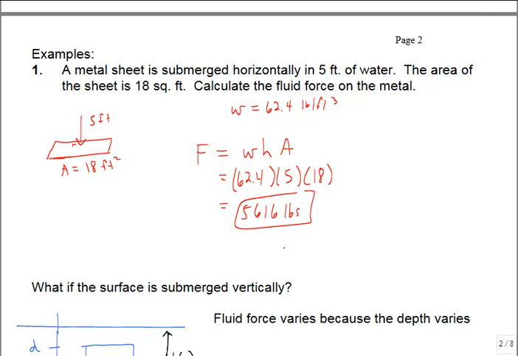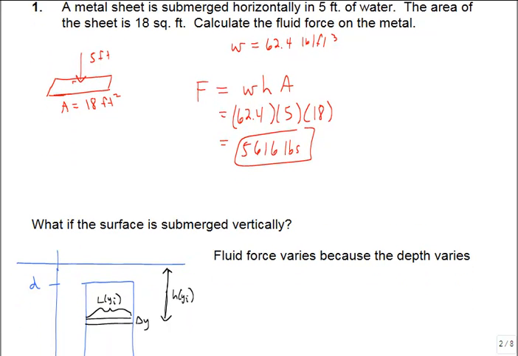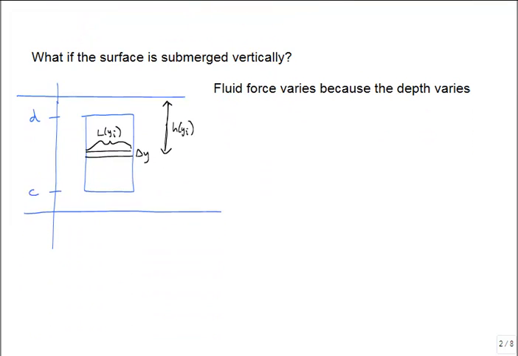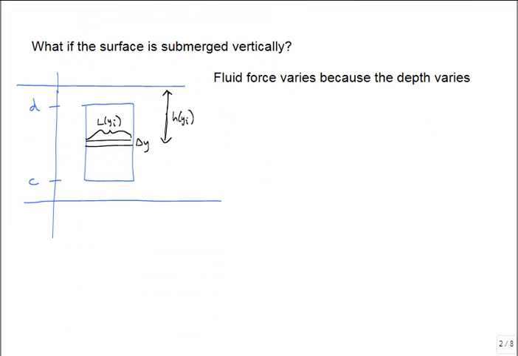And this is independent of the size of the body of water that this sheet is in. I mean, it could be in a bathtub, it could be in a pool, it could be in a lake, and that doesn't matter. Now this sheet was submerged horizontally, so that makes finding this fluid force easier. So what we're going to talk about next is what if your surface is submerged vertically? Then the fluid force is going to vary because the depth of this object varies.